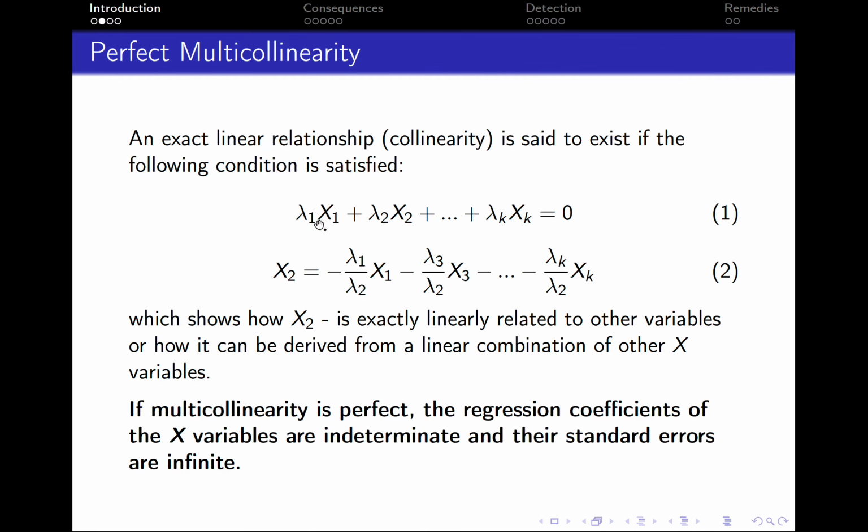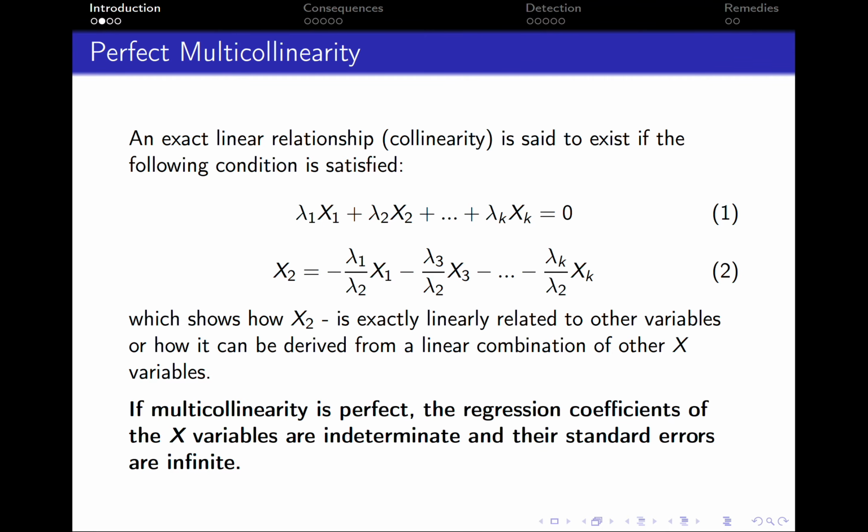We can do the same for x1 or xk, right? So we just move all the terms to the right with the exception of the variable in question and then divide both sides by the coefficient assigned to it. So from these two equations, you can see that x2, for example, is exactly linearly related to other variables, or in other words, this equation shows us how x2 can be derived from a linear combination of other x variables. So if we have the case of perfect multicollinearity, the regression coefficients of the x variables are indeterminate, so we cannot determine them, and their standard errors are infinite.